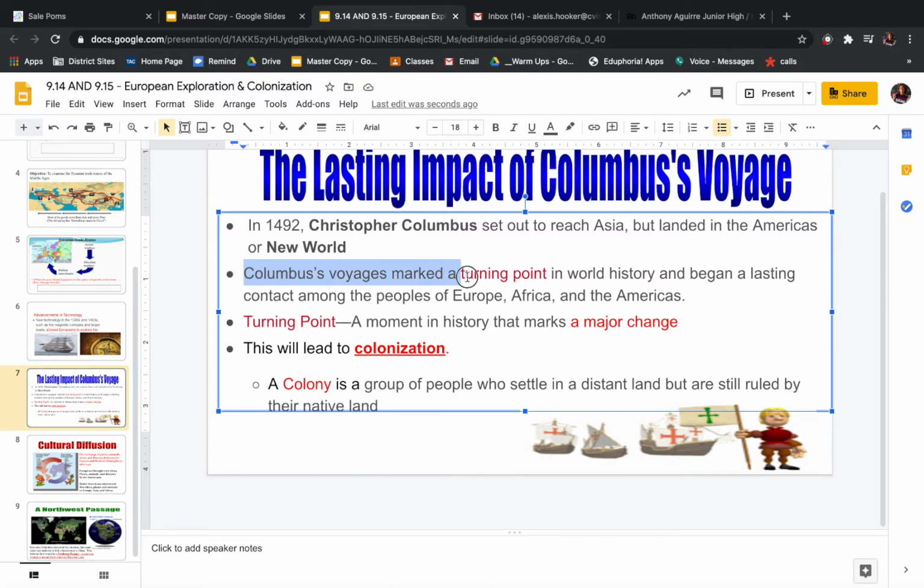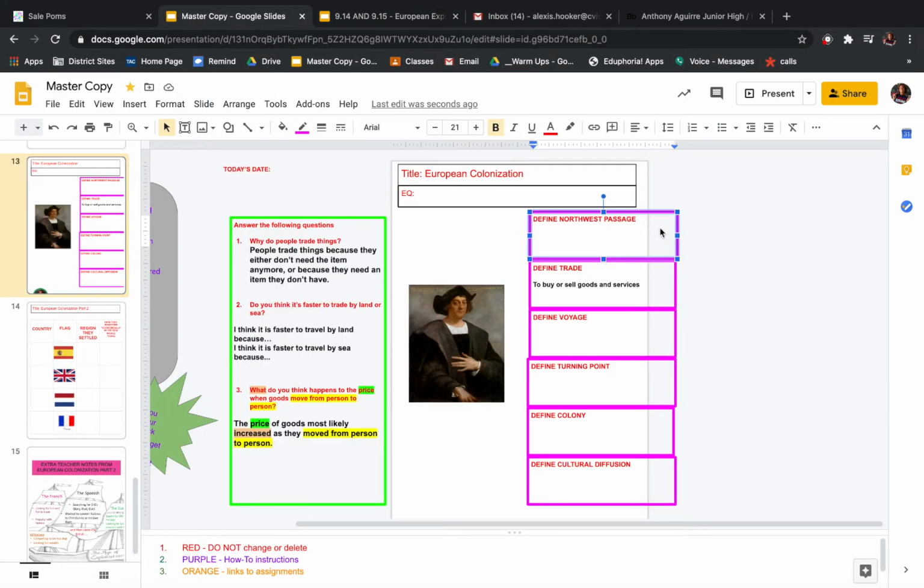Columbus's voyages marked a turning point in world history and began a lasting contact among the peoples of Europe, Asia, and the Americas. Turning point is red. That means it's obviously important. So I'm gonna go back to my notes. Is turning point one of my vocabulary words? Yes.